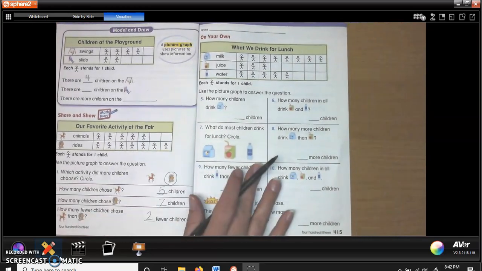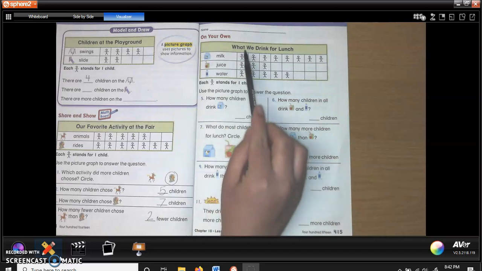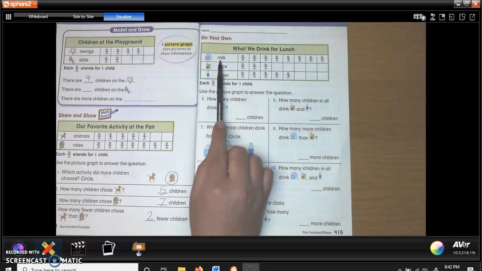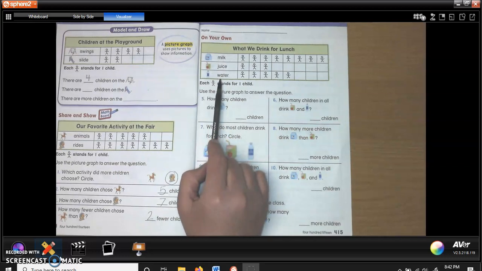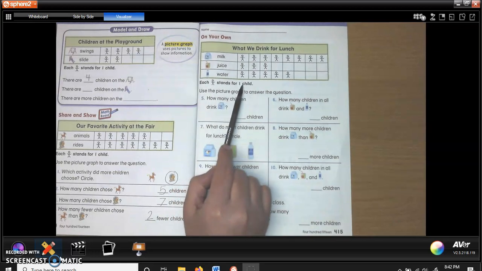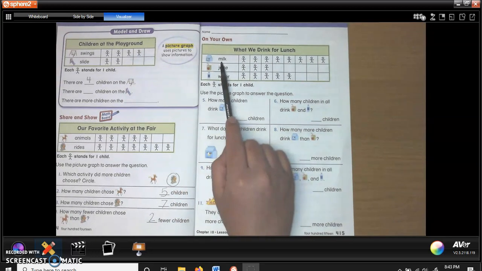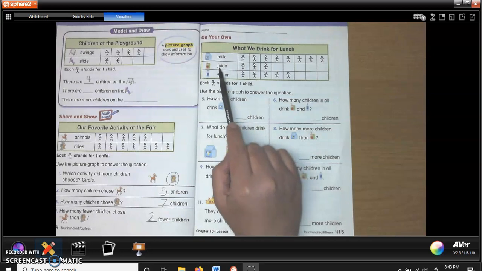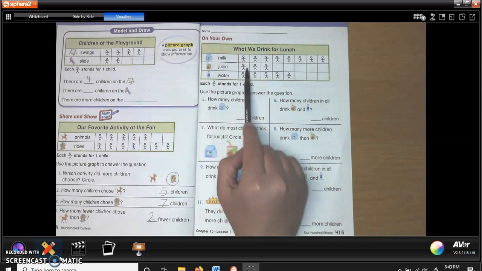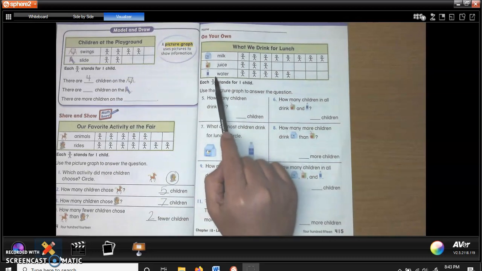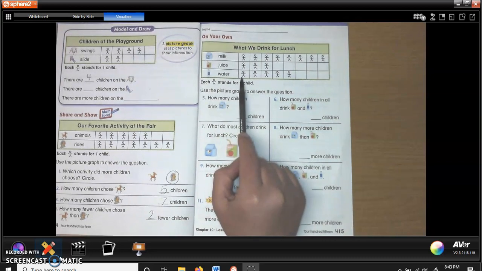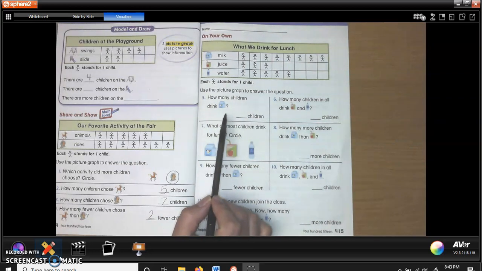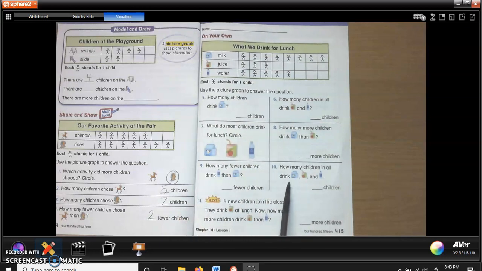Okay, so on this page you are going to be doing this one on your own. So it says what we drink for lunch. There are 3 choices: milk, juice, and water. Each picture stands for 1 child. So in order to find out how many people chose milk, you need to count the people beside milk. To find out how many people chose juice, you need to count the pictures beside juice. And to figure out how many people chose water, you need to count the people pictures beside water. And then you need to answer these questions down here.